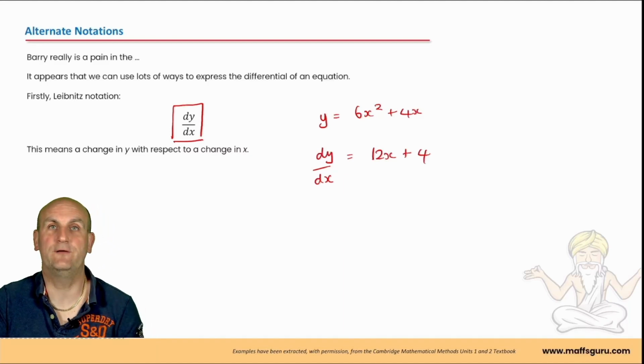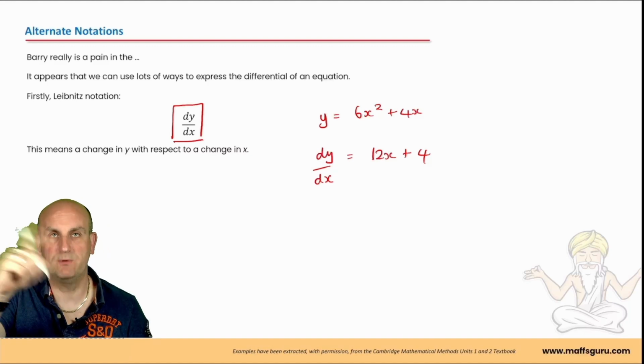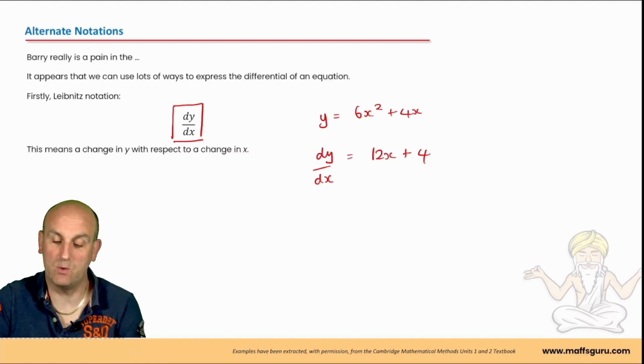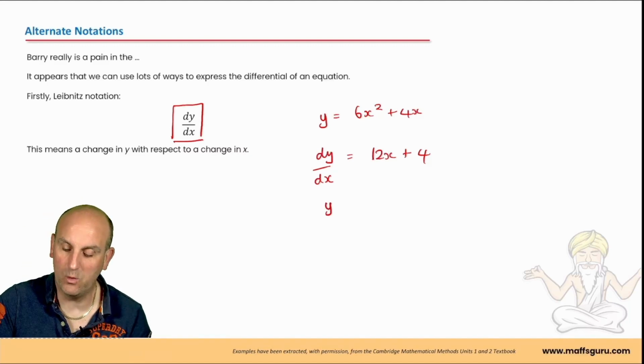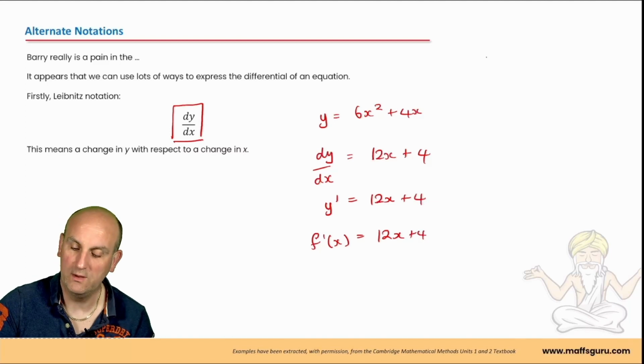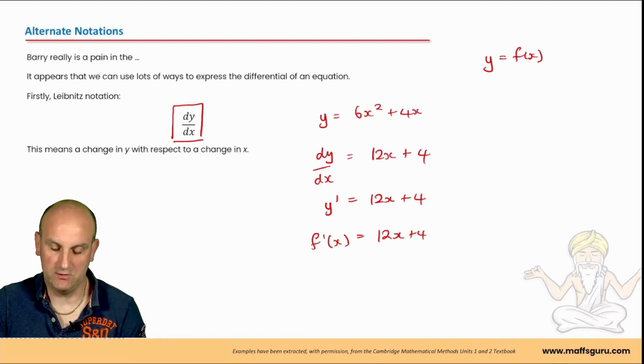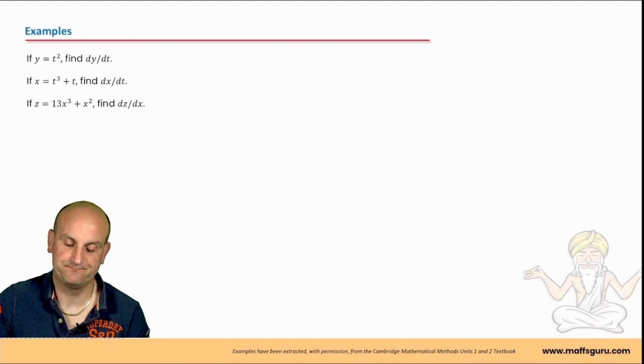Now, if you're not sure where I got that from, pause the video, have a look, and try and work it out by multiplying by powers and taking one off the power. So that's one way of doing it. We can also do y dashed to mean exactly the same thing. That's another notation, y dashed, or as you've seen, I could write that as f dashed of x is equal to 12x plus 4, because y and f of x are the same thing. So much notation, so little time.